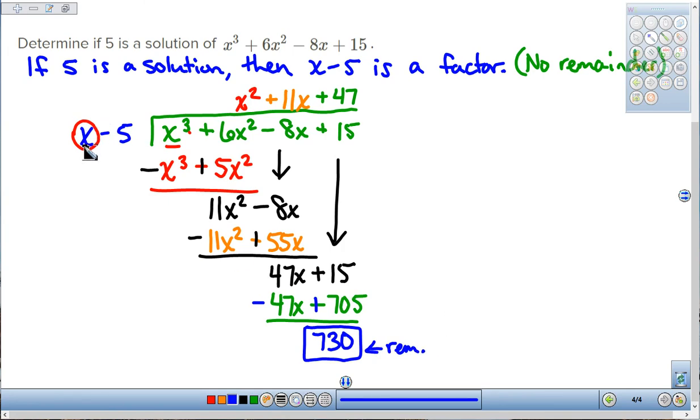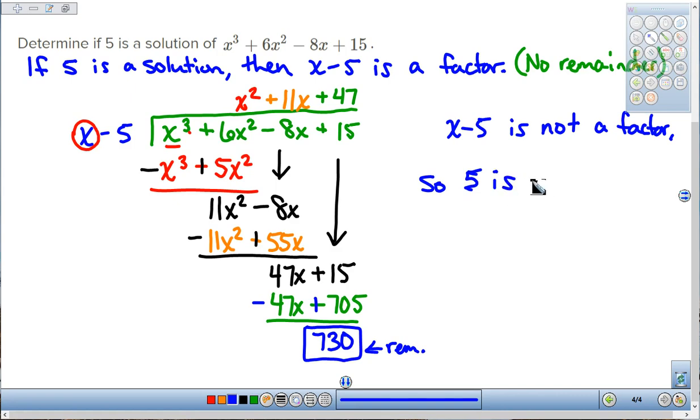So since x minus 5 is not a factor, so 5 is not a solution.